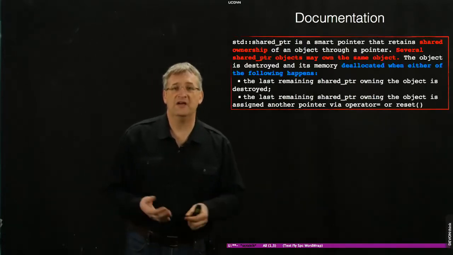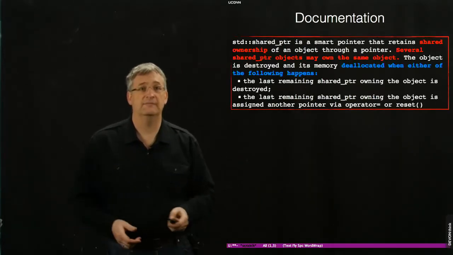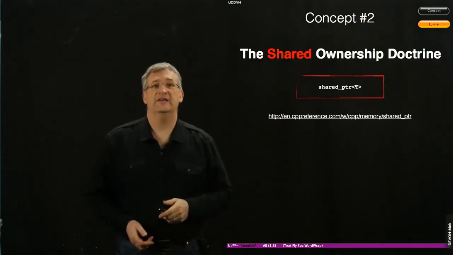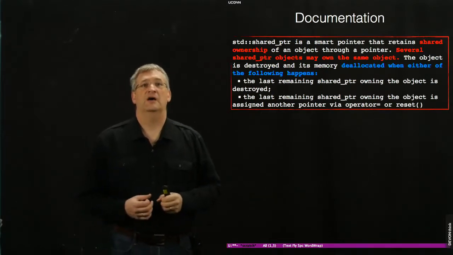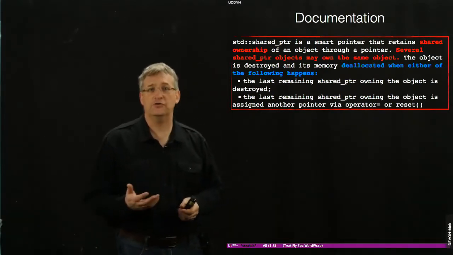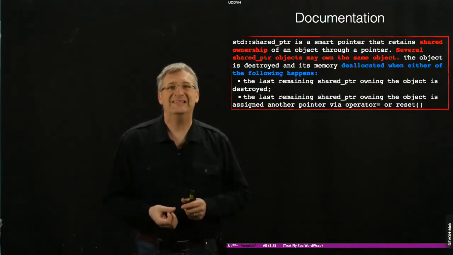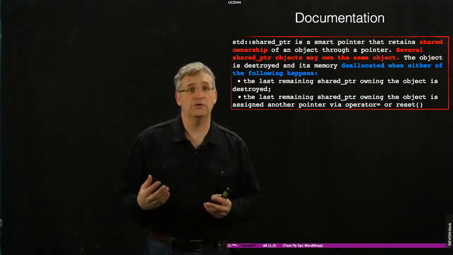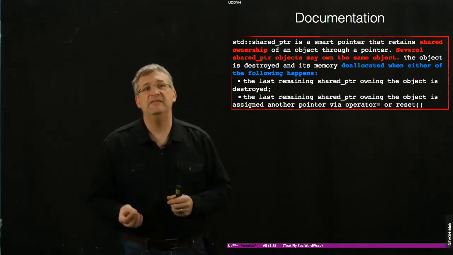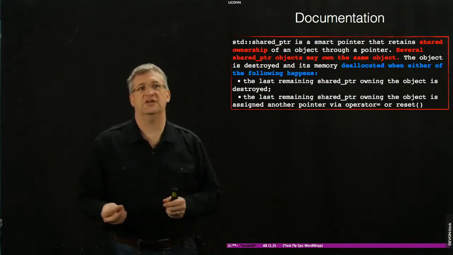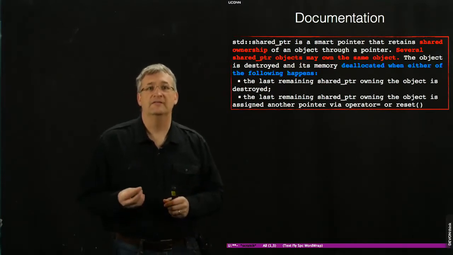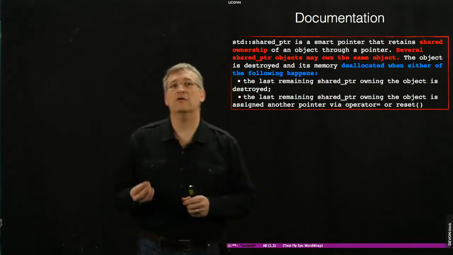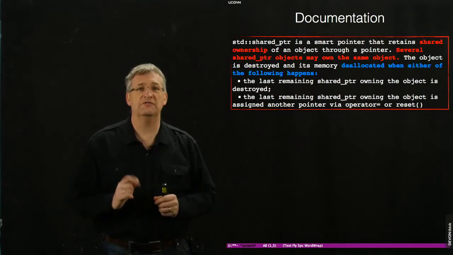The documentation at the top of the web page we were just talking about is telling us the following. An std::shared_ptr is a smart pointer, so it's an object, once again, that retains shared ownership, well, we could have guessed, of an object through a pointer. Several shared_ptr objects may own the same object. The object is destroyed and its memory is reclaimed when either of the two following conditions happen. So one of the bullets is enough.